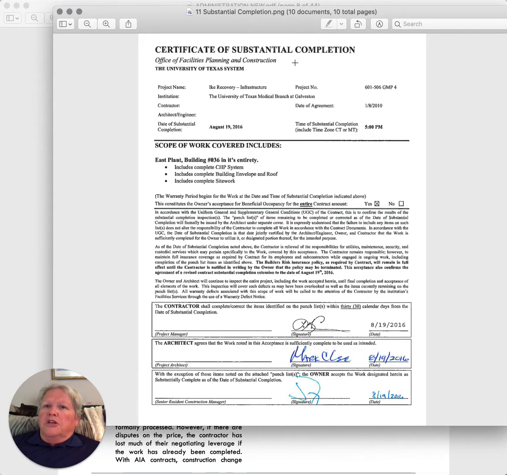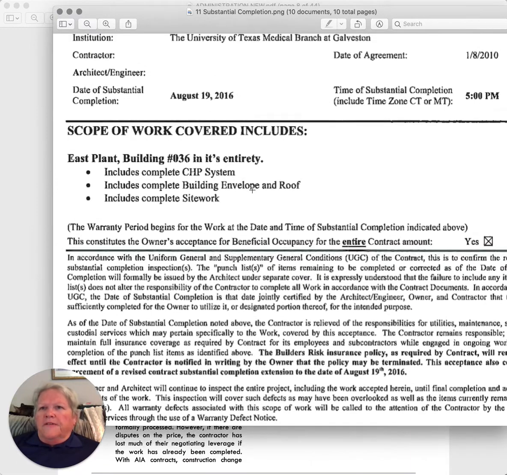that you may have in a job. So in this particular case, you can see up here that the date of substantial completion is August 19th of 2016. If the contract stated that liquidated damages would go into effect August 1st, then you would have to pay liquidated damages between August 1st and August 19th.